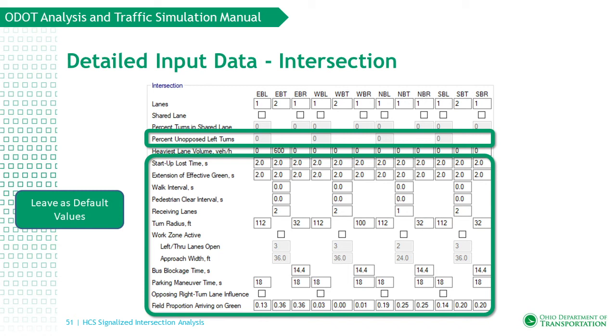Also, the opposing right turn lane influence may be needed at locations with permitted left turn movements being influenced by a high volume exclusive right turn lane on the opposing approach. Microsimulation may be required to evaluate this condition if there is a significant amount of right turning traffic and the opposing approach does not have a protected left turn phase.